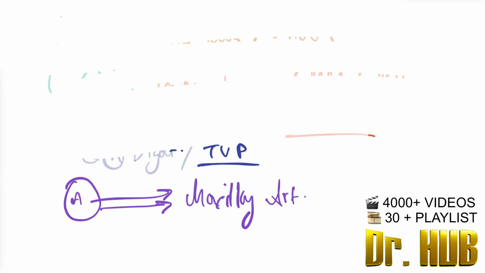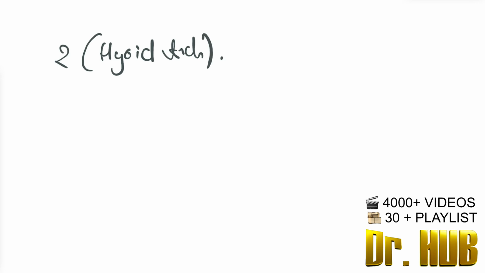Next, we look at the derivatives of the branchial apparatus, the second one, that is the hyoid arch. What is the nerve here? The nerve accompanying is the facial nerve. Facial nerve, we know it is the seventh.